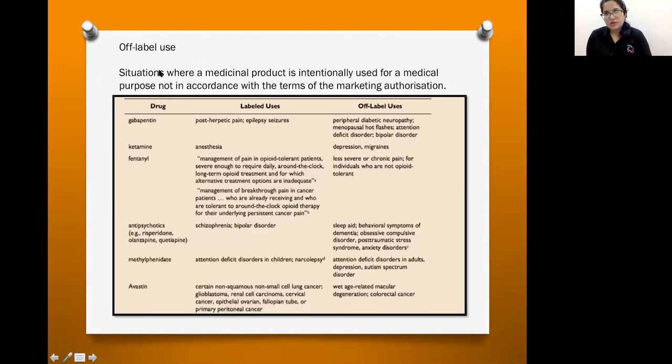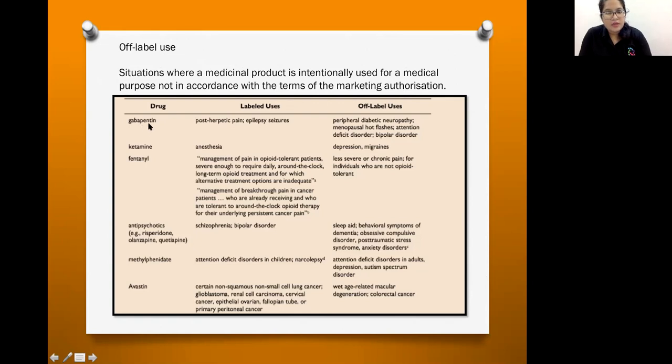Off-label use is another term that most students get confused about. It is a situation where a medicinal product is intentionally used for a medical purpose not in accordance with the terms of the marketing authorization. So they are labeled for use for something else, and we're using it for something completely different.